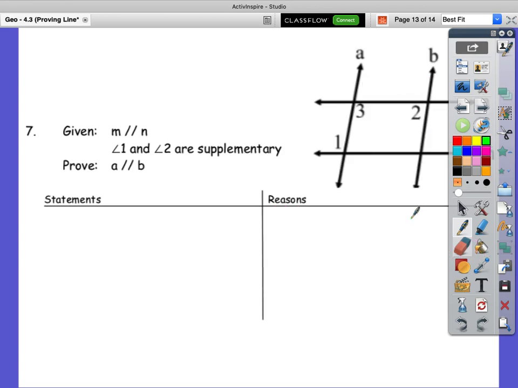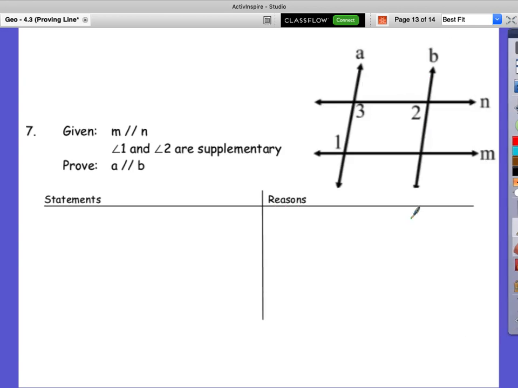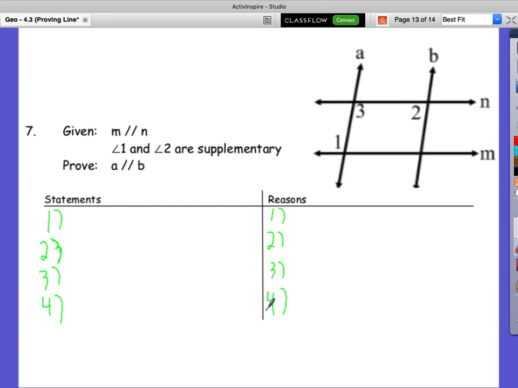I'm gonna speed round 7 just so you guys can see what happens here. Okay. So 1, 2, 3, 4 steps, and 4 reasons. I'm gonna speed round through this one just so we can see what happens. A is parallel to B. Angle 1 and angle 2 are supplementary. Given. Can mark A is parallel to B.